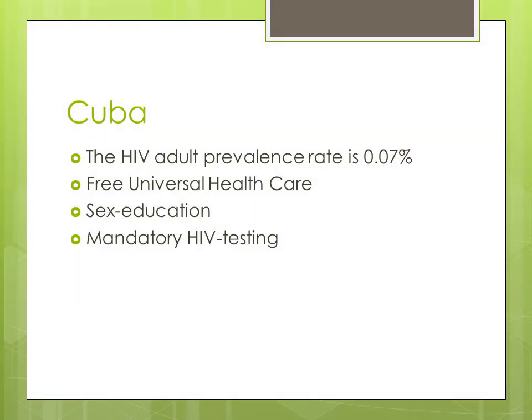The Caribbean is the second most affected region of the world in terms of HIV prevalence rates. Based on 2009 data, about 1% of the adult population, about 240,000 people, is living with the disease. The current HIV adult prevalence rate in Cuba is estimated to be about 0.07%, one of the lowest in the world and certainly the lowest in the region.